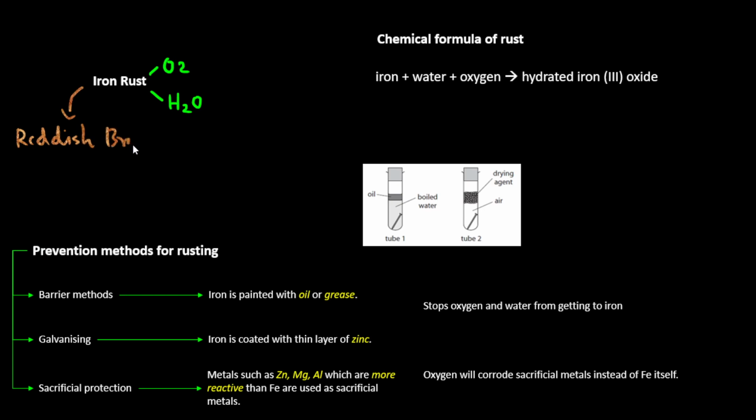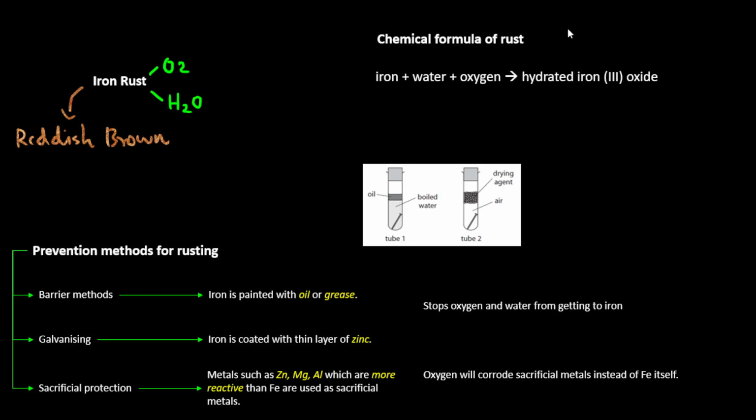This is something that you should know because they will give you a picture of a nail in the exam and they will ask you, oh, what happens if you let this iron come into contact with oxygen and water, and you will have to tell them that it forms rust and the color of rust would be reddish brown. Alright, so the chemical formula of rust, okay? So I will write down the formula here first. So iron rust is actually hydrated iron 3 oxide, okay?